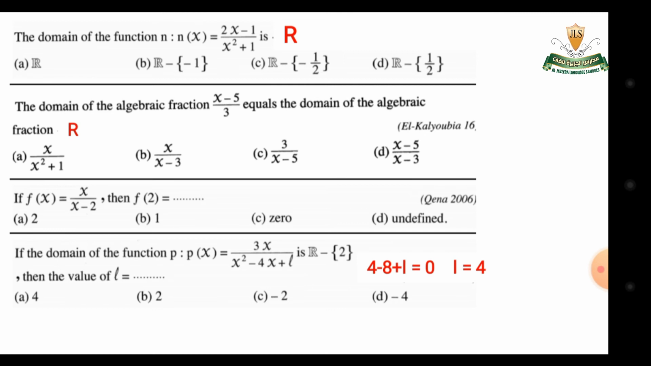If the domain of the function p(x) equals 3x over (x power 2 minus 4x plus L) is R except {2}, then find the value of L. We put x power 2 minus 4x plus L equals 0 and replace the value of x with 2. We get 4 minus 8 plus L equals 0. Finally, L equals 4.